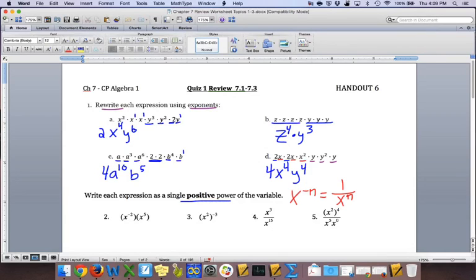So let's see what we have first. X to the negative 2 times x to the 5. Okay. That's just the add rule. We're going to take negative 2 plus 5. So that's x to the positive 3.